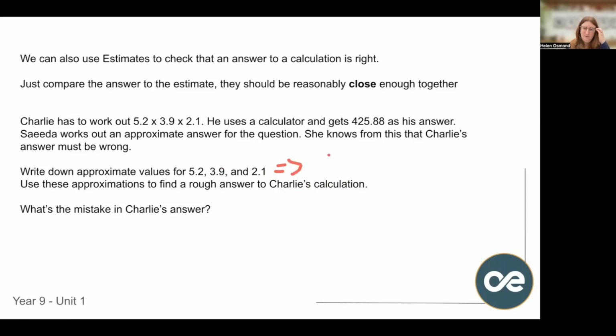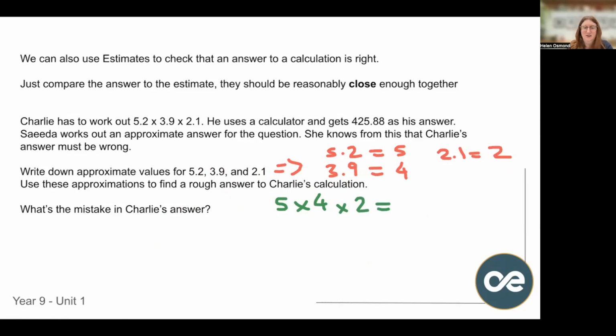5.2 is pretty close to 5. 3.9 is pretty close to 4. And 2.1 is pretty close to 2. We've rounded them there to one significant figure. So we can use those approximations to work out a rough answer. So 5 times 4 times 2. Now, hopefully we can do that in our heads. 5 times 4 is 20, times 2 is 40. So a rough answer gives us 40.